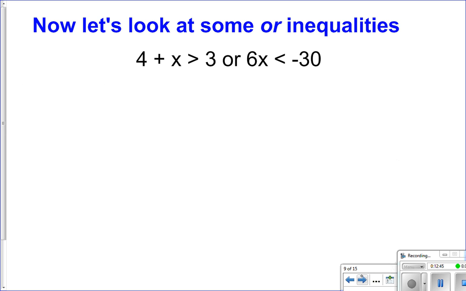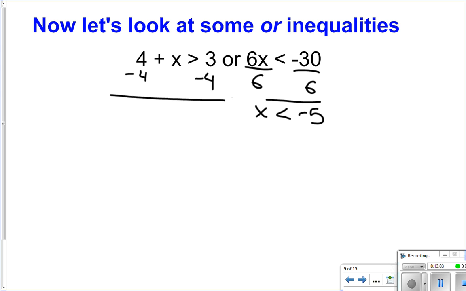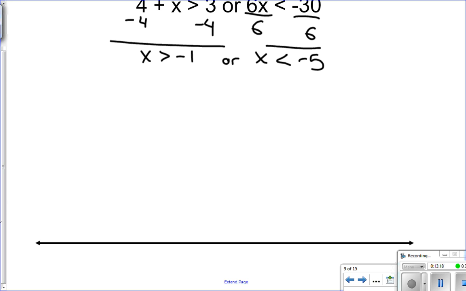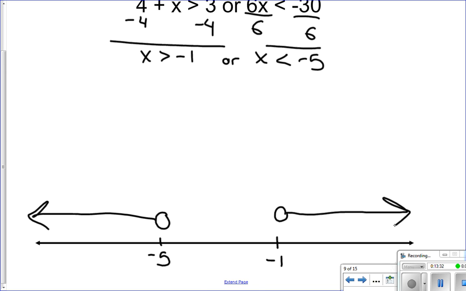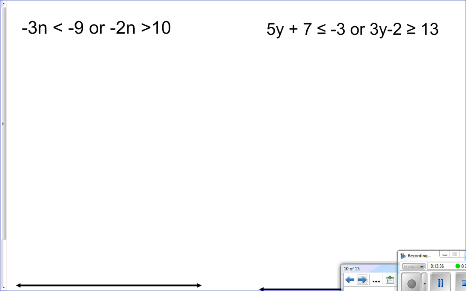Let's try some more or ones, okay? So I have 4 plus x is greater than 3, or 6x is less than -30. So I'm going to divide both sides by 6 over here, and I get x is less than -5. Over here, I'm going to subtract 4, and I get x is greater than -1. So the restrictions on this one are x is less than -5, or x is greater than -1. So here's -1, here is -5, x is less than -5, this goes that way, x is greater than -1, so it goes that way. Try these two on your own.